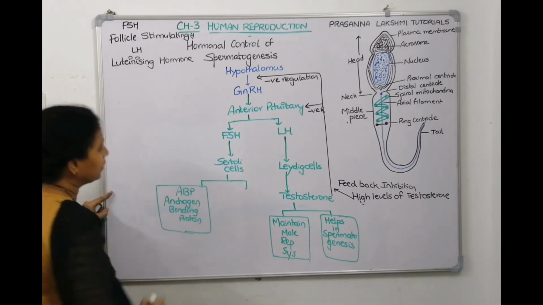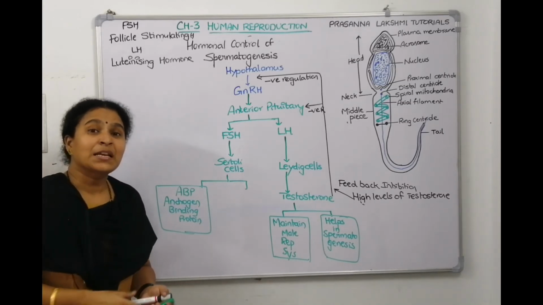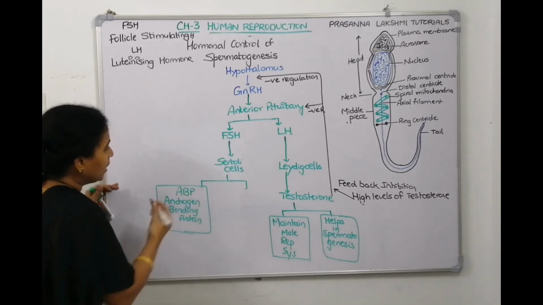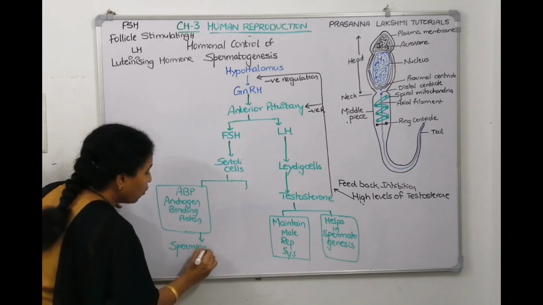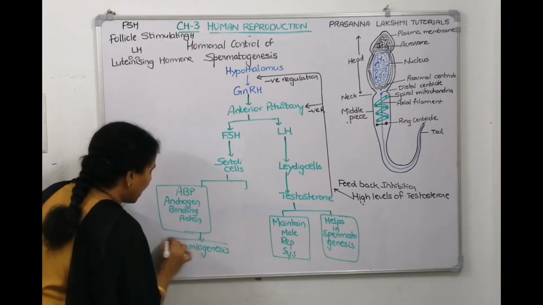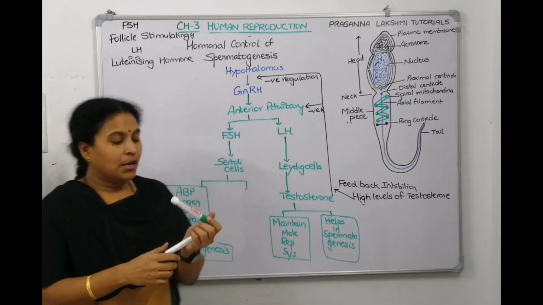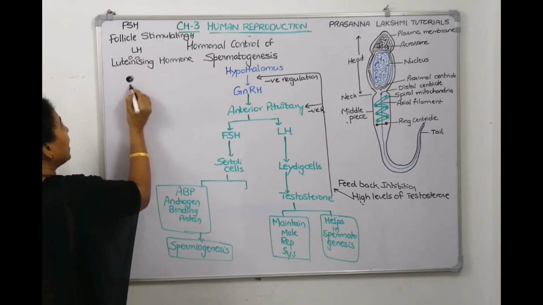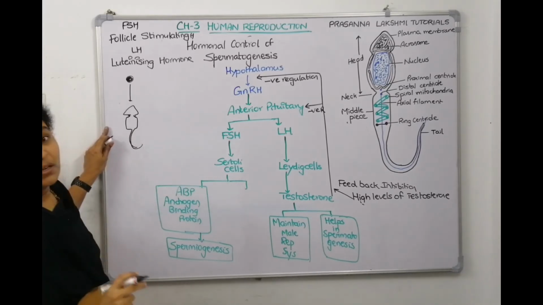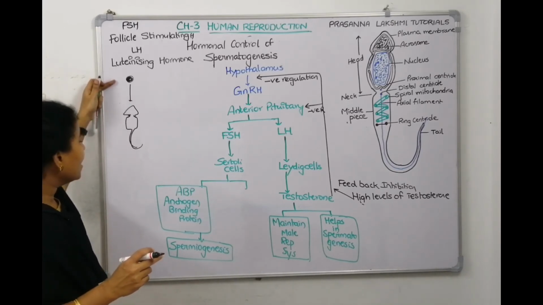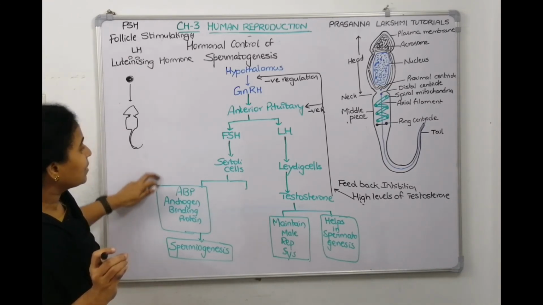Now, this androgen binding protein, what will it do? It acts in the process of spermatogenesis and it helps in spermiogenesis. Androgen binding protein along with the Sertoli cells controls a process called spermiogenesis. What is spermiogenesis? Conversion of spermatid into spermatozoa is called spermiogenesis. We know the spermatid is like this, then it gets converted into a head, neck and tail-like structure. So, this is called transformation, differentiation. Spermiogenesis is under the control of androgen binding protein, which is secreted by the Sertoli cells.